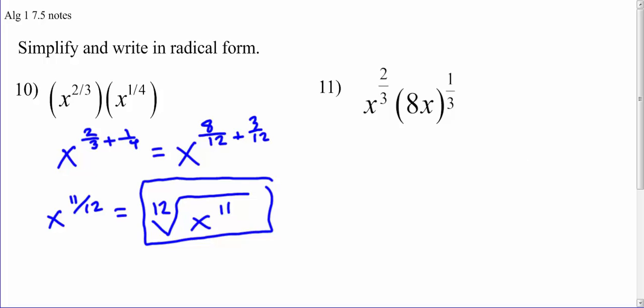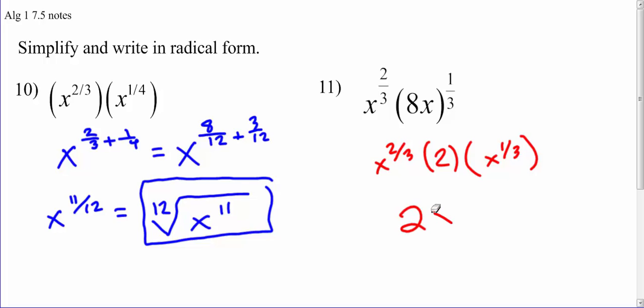All right, same idea, new numbers on number 11. So I'm going to have x to the 2/3. I'm going to apply this 1/3 before I go too far. 8 to the 1/3, that means cube root. And I know the cube root of 8, that's 2. And x to the 1/3, well, that's just simply x to the 1/3. Can't do anything else with that. And, well, what do you know? x to the 2/3 times x to the 1/3, that's x to the 1.